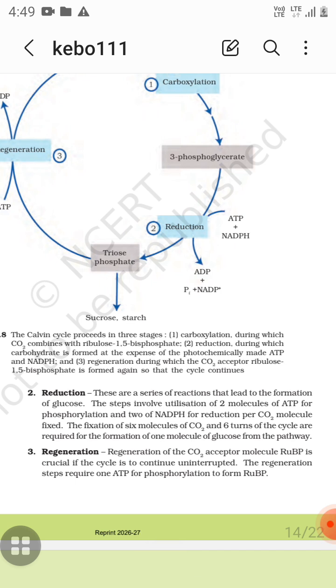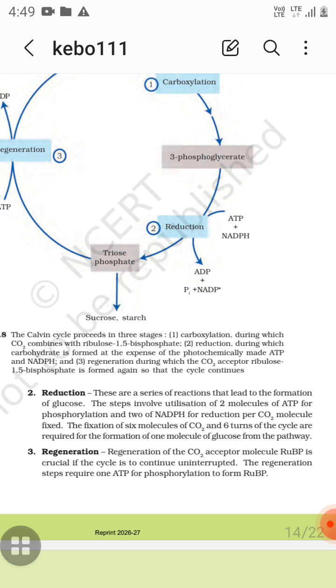You see in here, in the reduction process, the fixation of 6 molecules of CO2 and 6 turns of the cycle are required for the formation of one molecule of glucose from the pathway. So 6 molecules of CO2, 6 turns of the cycle, one molecule of glucose is being made under the reduction stage of the Calvin cycle.